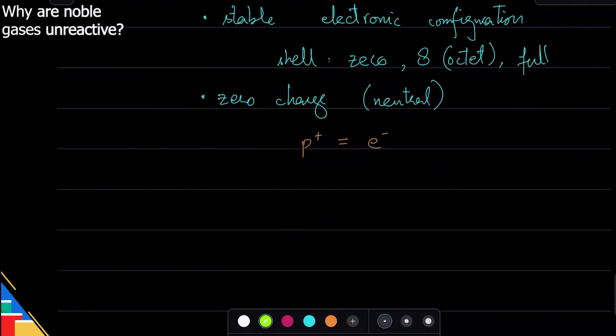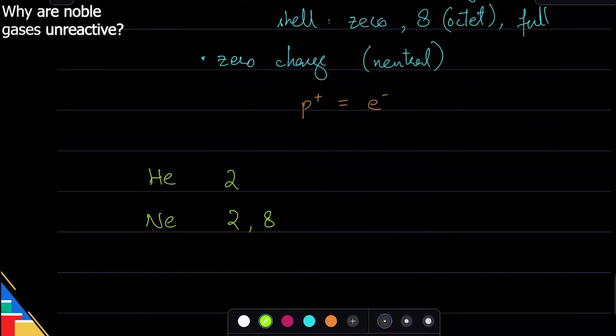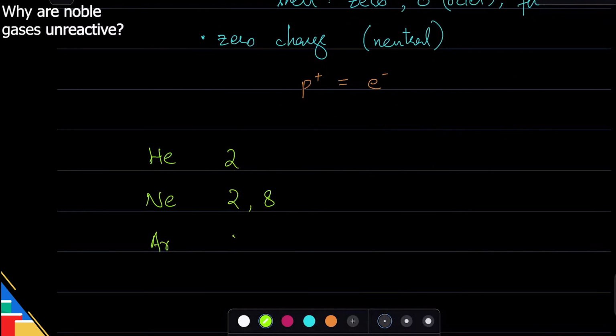Why? If we look at helium, helium has 2 electrons and they're in the first shell, so it is stable. If we look at neon, it has 2 and 8. Total 10 electrons, 2 in the first shell, 8 in the next shell, stable. We can look at argon, which is 18. So 2 in the first one, 8 in the next one, 8 in the next one.